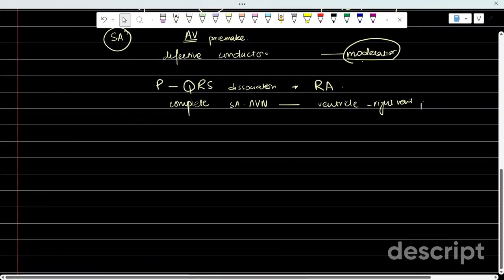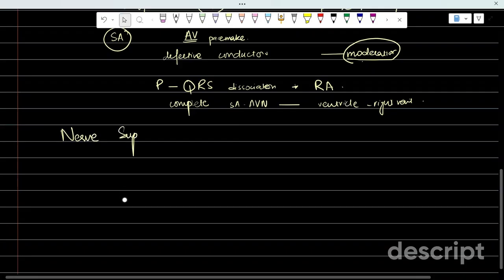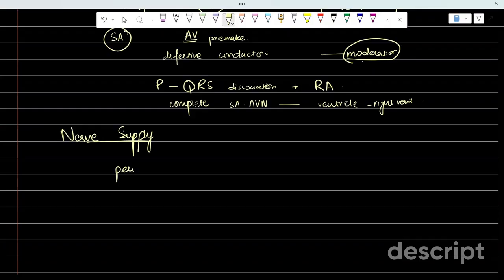Now we will move on to the nerve supply of the heart. So the nerve supply of the pericardium is via the phrenic nerve, and it is also referred to the shoulders as well sometimes.